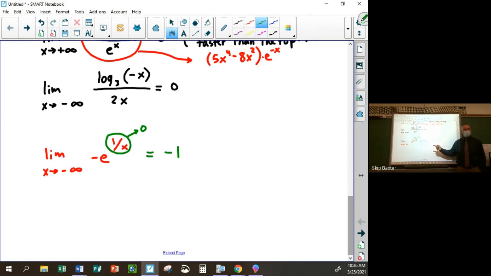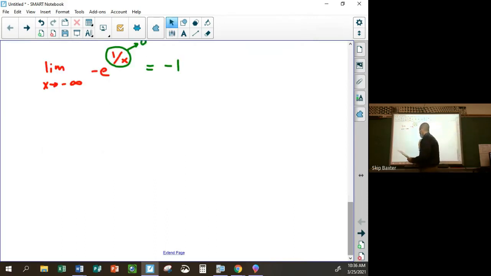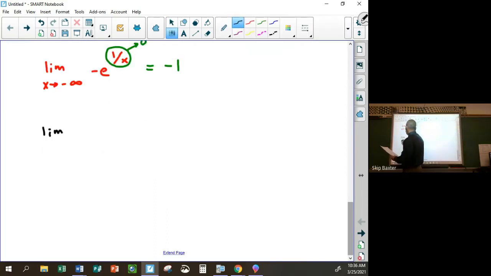Does everybody see the logic there? Yes. You're just looking at the exponent. The exponent itself is going to 0. Therefore, the whole thing is going to negative e to the 0. Okay, let's try another one like that. How about this one? What if we have the limit as x goes to positive infinity of 1 minus 2e to the 1 over x power?